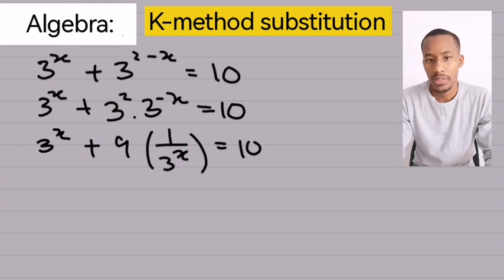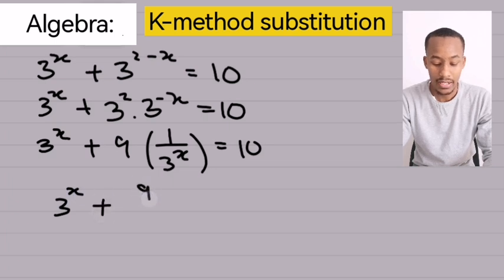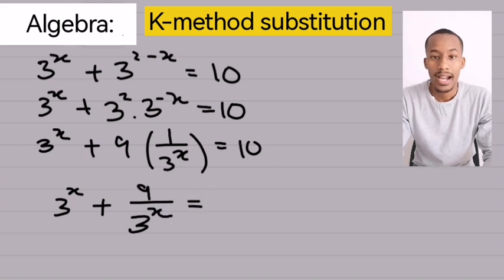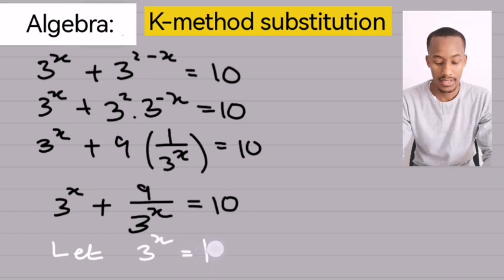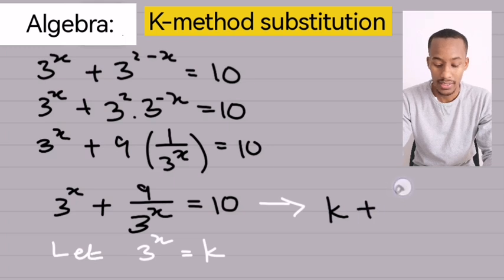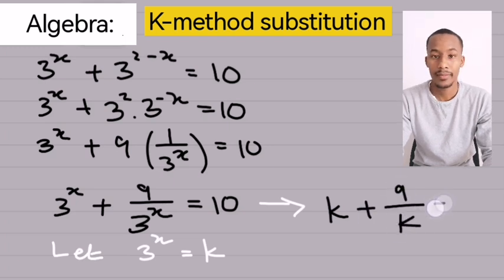Okay, now I can just multiply those two terms. 9 times 1 over 3 to the power of x is 9 over 3 to the power of x. Okay, I think now is the appropriate time to do a k substitution. So let 3 to the power of x be equal to k. Now we can substitute k for 3 to the power of x. So therefore we have k plus 9 over k equal to 10.